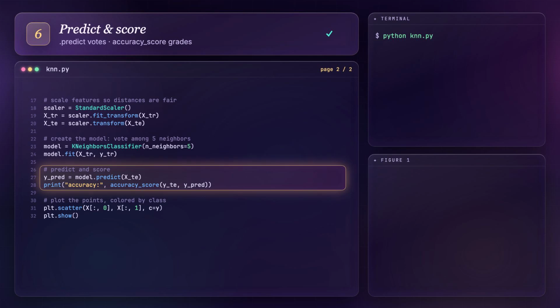Then we predict on the test set. For each test point, the model finds its 5 nearest training points and takes their majority vote. Accuracy score tells us how often it was right. Here, about 95%. Not bad at all for an algorithm this simple.